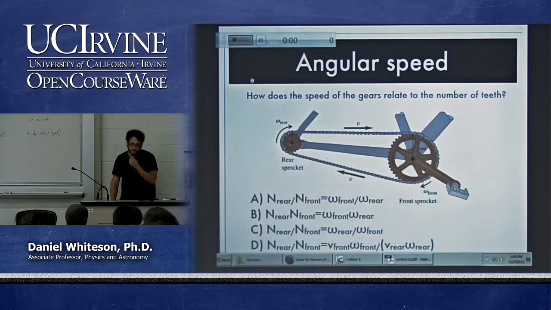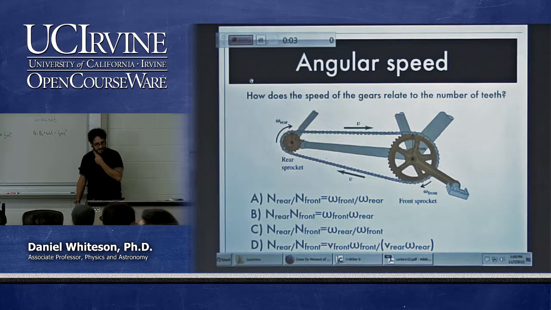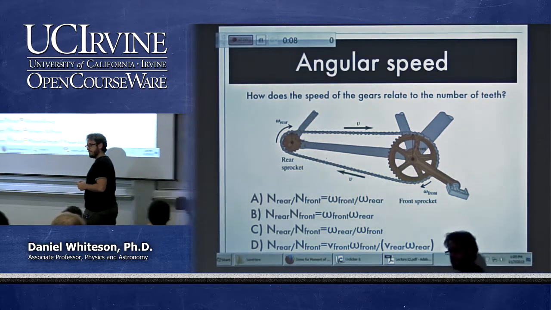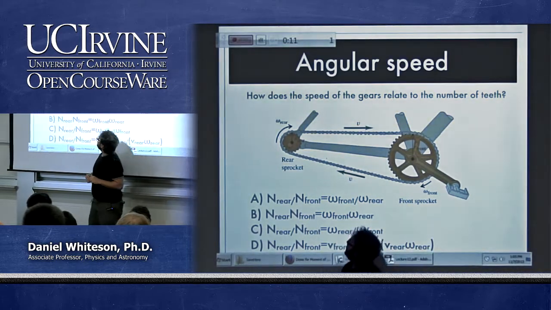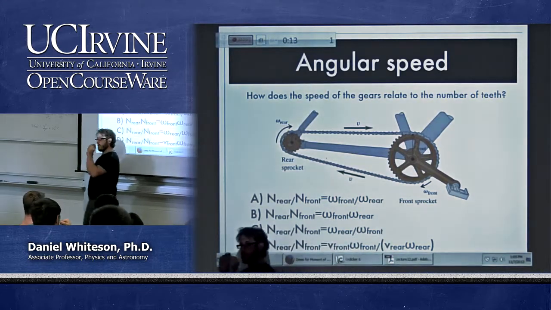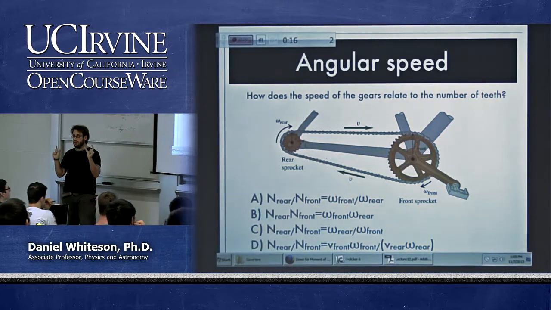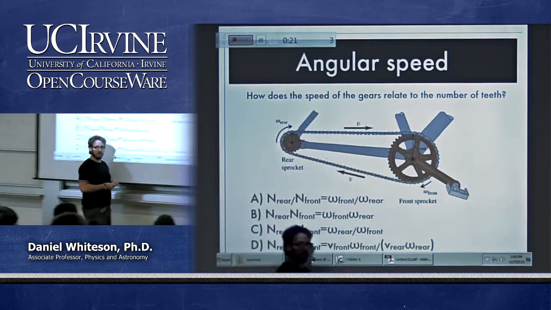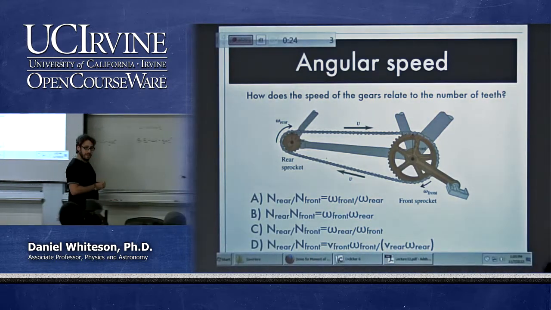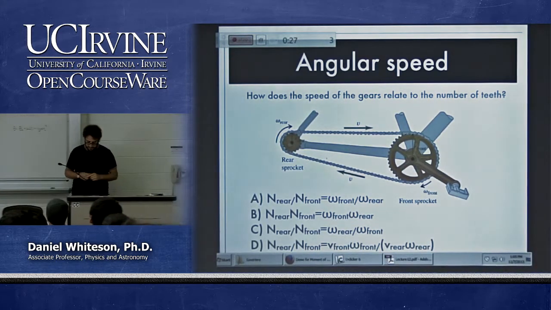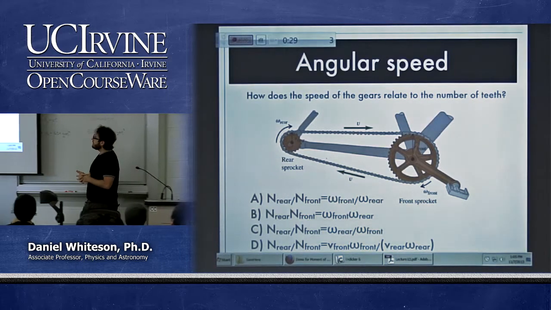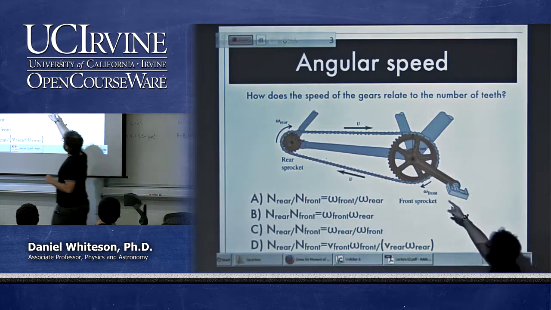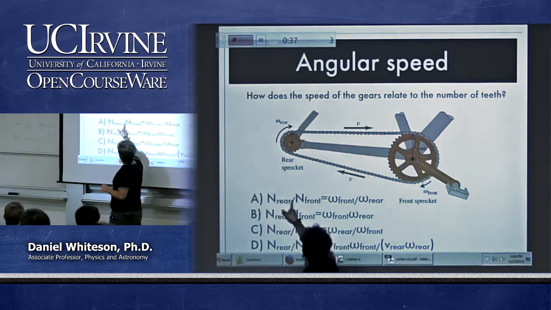All right. Here's a tricky one. How does the speed of the gears, so here we have two gears connected by a chain, right? In the last example, we had basically two points which were on the same disk. Here we have two disks, but they're connected by a chain. Think about what that means if they're connected by the chain. The same tangential velocity, right? That's what the chain does. That's its job. Okay? So if they have the same tangential velocity, what's the relationship between their angular velocity, given that they have different number of teeth on them?